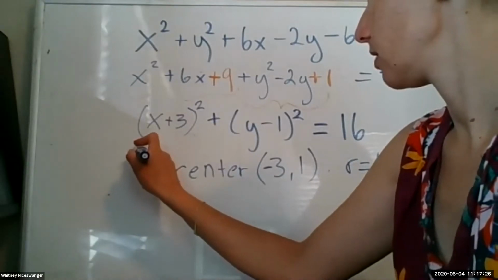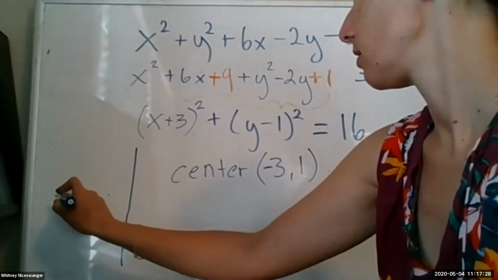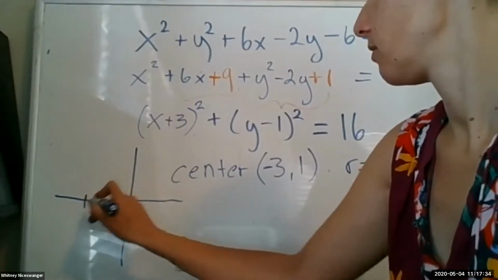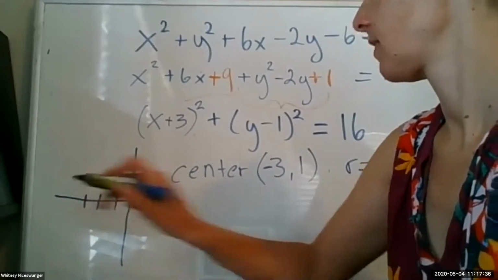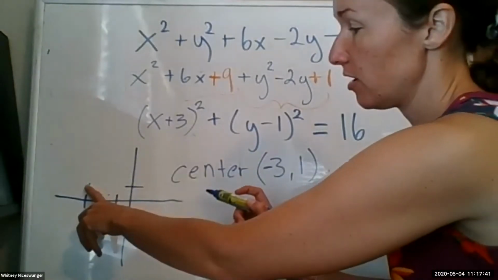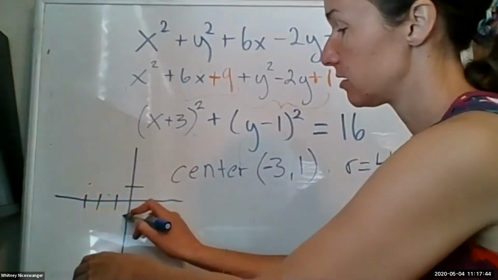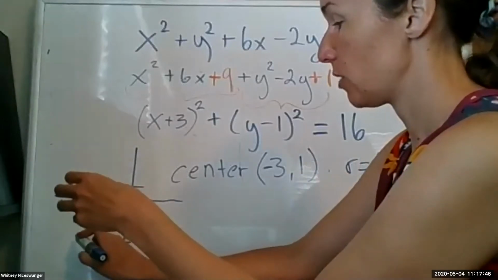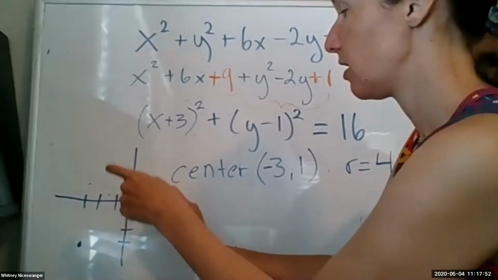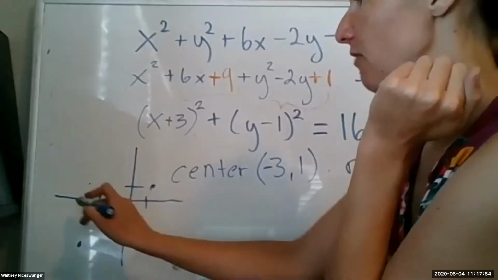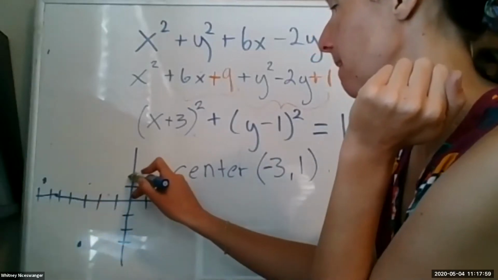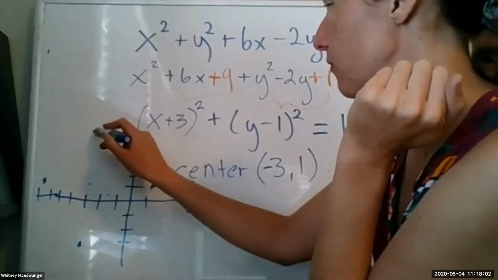Here we are. That's our center. And our radius is 4. So from here, we'll go down 4. 1, 2, 3, 4. So we know we have a point 4 down. We know we have a point 1, 2, 3, 4 over, 4 up, 4 over this way, and 4 up this way.